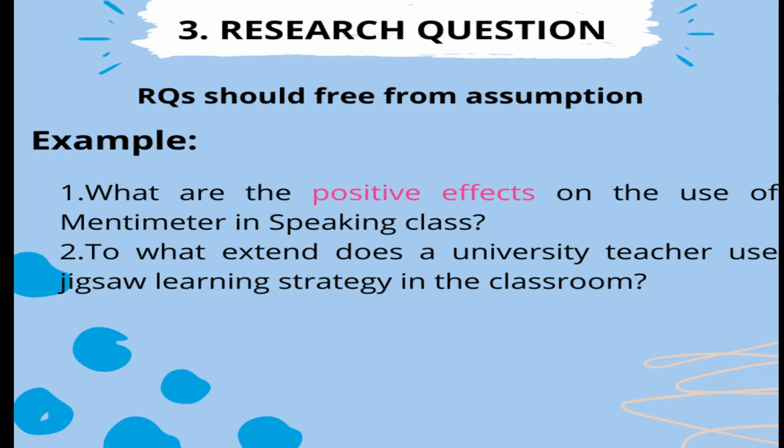The first question, what are the positive effects on the use of Mentimeter in speaking class? It's not a good research question because the researchers put their assumptions on the question. Question number 2. To what extent does a university teacher use jigsaw learning strategy in the classroom? This is a good research question because the researcher not put their assumptions on the question.